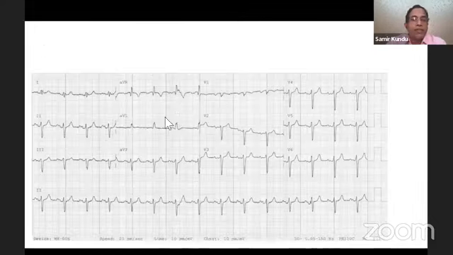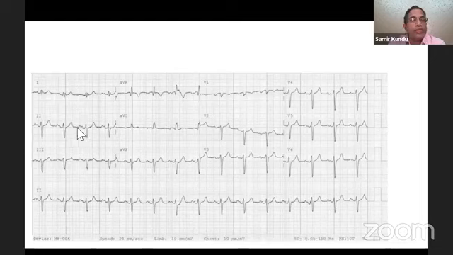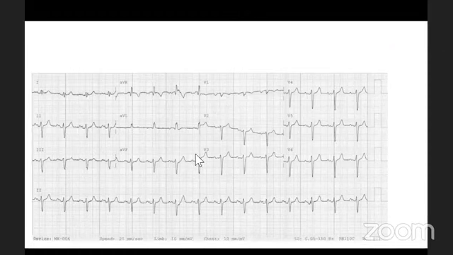This is the ECG showing a wide notched P wave, that means P mitrale, with duration more than 120 milliseconds and interpeak duration more than 40 milliseconds. In case of lead V1, this is a totally negative P wave. That means left atrial enlargement.